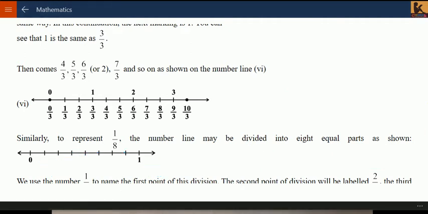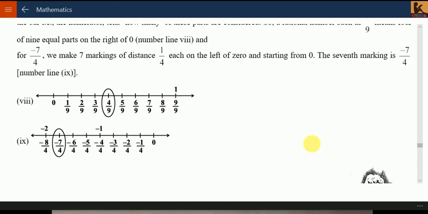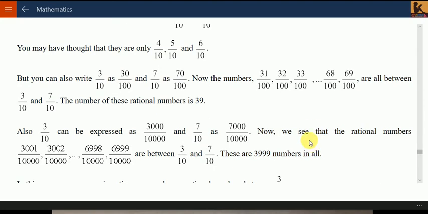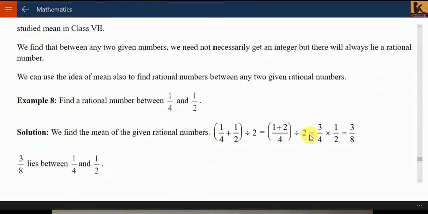Now we will go to the question answers. In your book, let's see what it has.